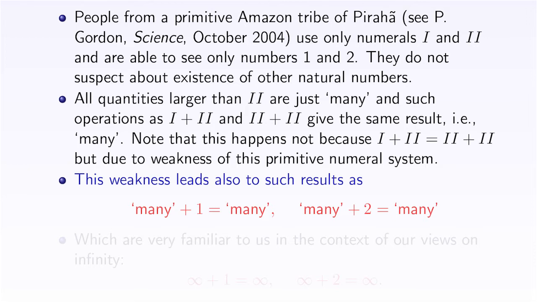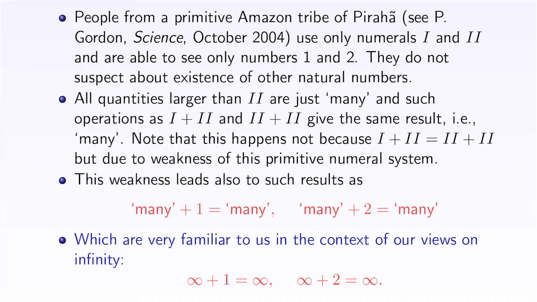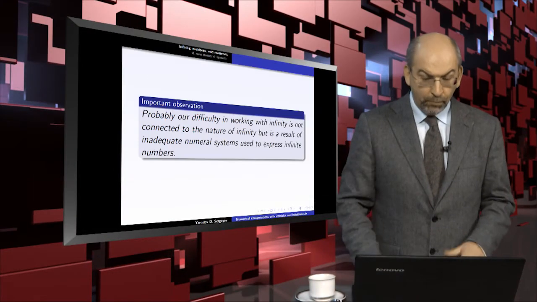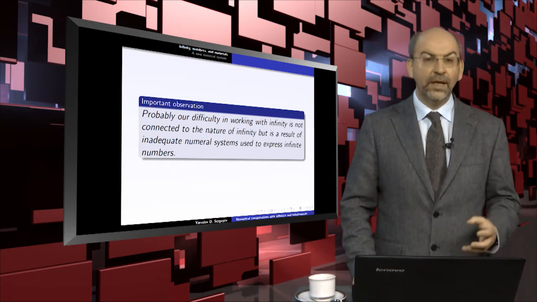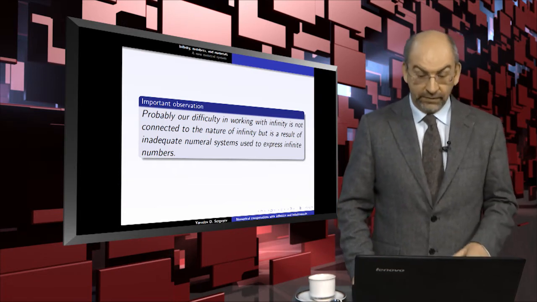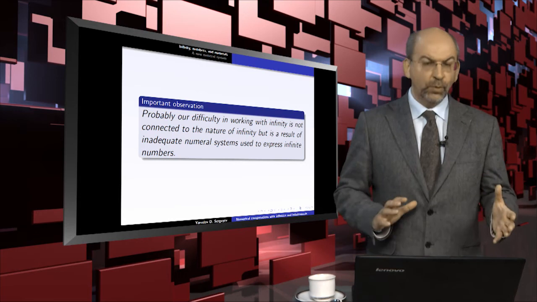Many plus 1 is equal to many, and many plus 2 is equal to many. Why is it interesting? Because it can immediately be seen that it is similar to our views on infinity. So probably our difficulty in working with infinity is not connected to the nature of infinity, but is a result of inadequate numeral systems used to express infinite numbers. So we change our point of view.